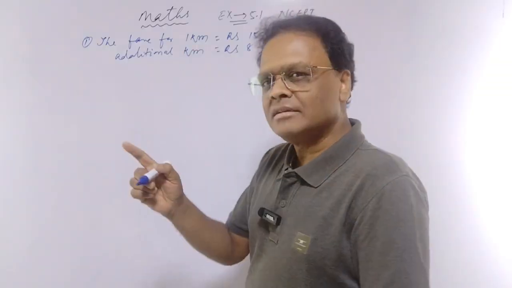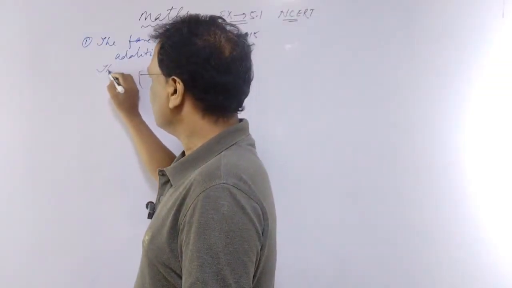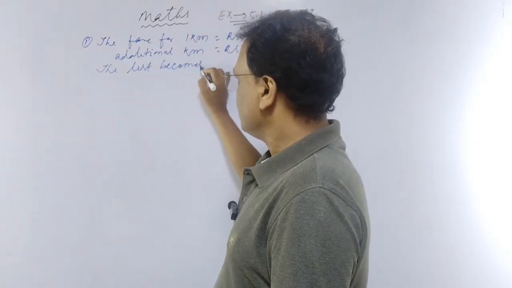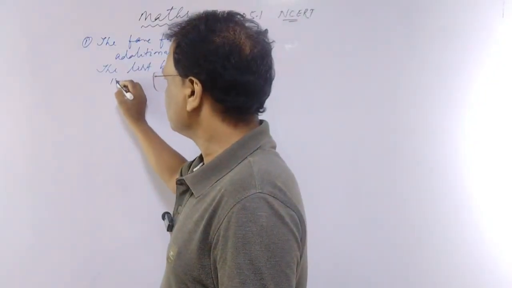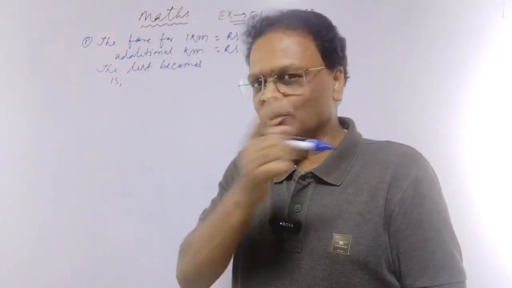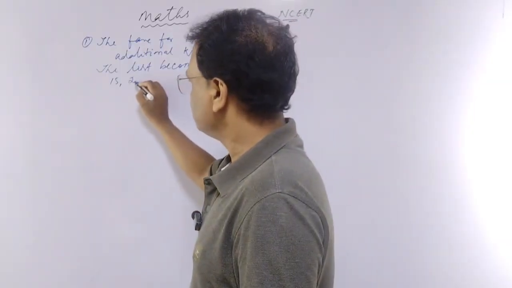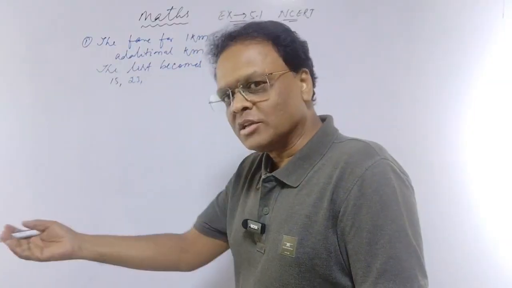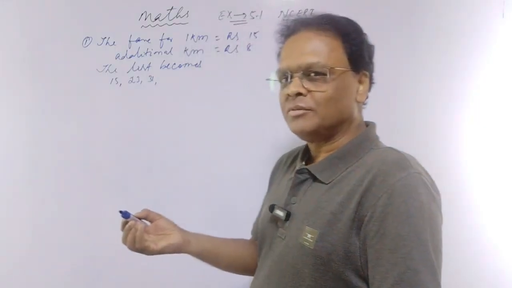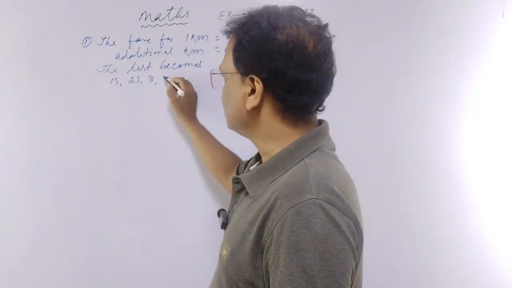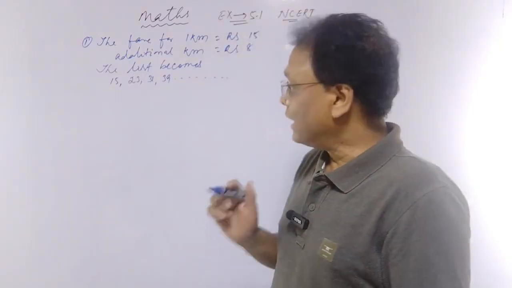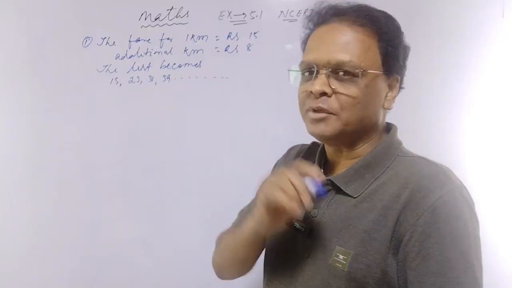If I write the list, what does the list become? The first is 15 rupees. For the next, extra 1 kilometer is 8 rupees, so 15 plus 8 is 23 rupees. Again plus the next 1 kilometer, 8 rupees, that is 31 rupees. Again for the next 1 kilometer is 8 rupees, that is 31 plus 8, 39. This becomes the list of the series. The sequence becomes 15, 23, 31, 39. I have to decide if this is an AP or not.